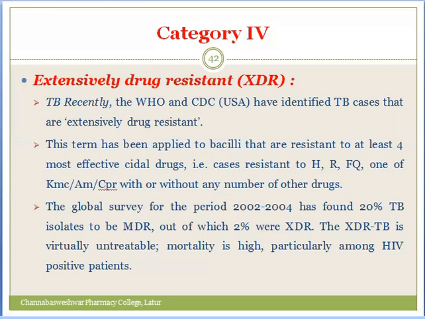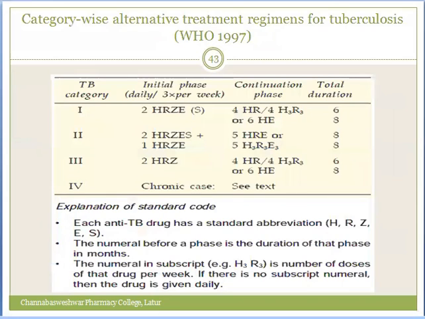The global survey for the period of 2002 to 2004 found that 20% of TB patients had MDR, that is multi-drug resistance, and out of that 2% were XDR, that is extensively drug resistant TB patients. Extensively drug resistant TB is virtually untreatable, and the mortality rate is high in XDR TB patients, particularly among HIV positive patients. Okay, so this is about category 4 which develops extensively drug resistance, that is XDR TB.